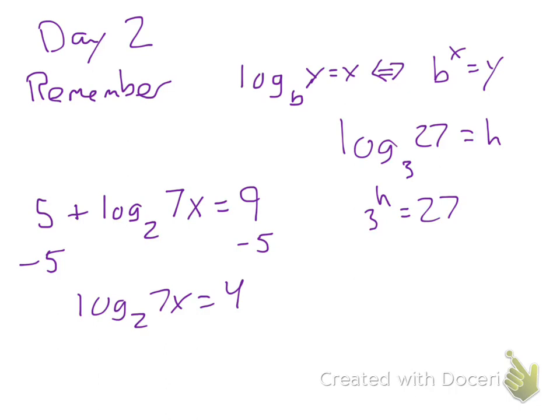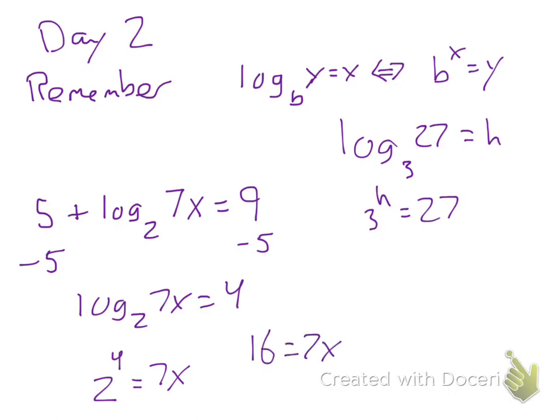And now we're in that situation, like up here, where I can say, hey, I can get rid of the log just by switching forms. And so this becomes 2 to the 4th power equals 7x. And so you obviously have to know a little bit about numbers. Figure out that's 2, 4, 8, 16. So it'd be 16 equals 7x.